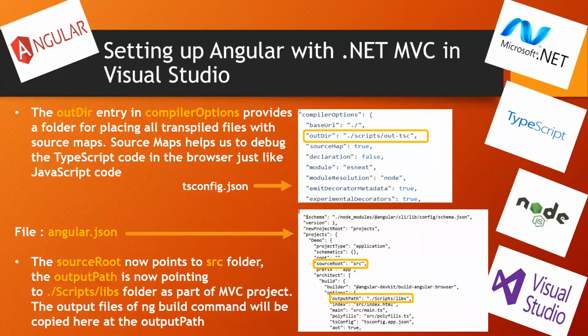Then we also see we have outDir, which is the out directory under the compiler options. Basically this provides a folder for placing all the transpiled files, meaning when the TypeScript files get converted to JavaScript, this is the location where those files will be present, which is /scripts/out-tsc. Then we open the angular.json file. Here the source root will point to the src folder and the output path will point to /scripts/libs.